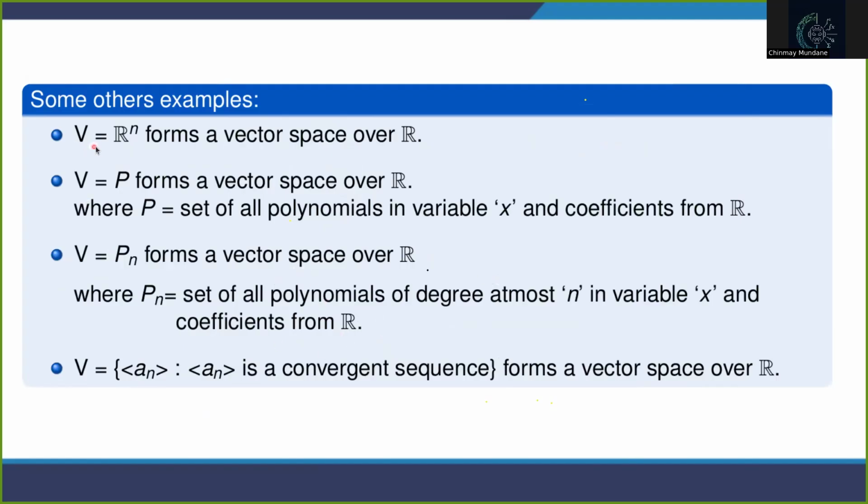V equals R to the dimension n forms a vector space over R. Then V equals P forms a vector space over R. P can be any polynomial in variable x, and the coefficients you can take from any real number. Then V equals Pn forms a vector space over R. Pn is the set of all polynomials with degree n in variable x and coefficients from R. But there is a special case here where it won't work. I'll tell you that in brief. So these are some of the other examples.